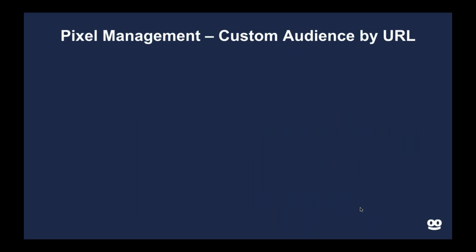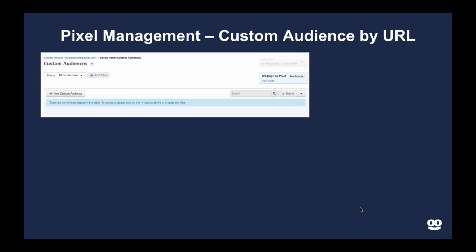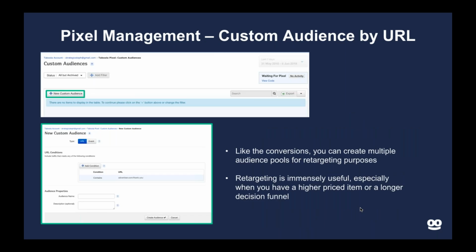Like the conversions, you can also define custom audiences by URL and by event type. Again, you will go to the new custom audience page found just below the Taboola pixel section of your dashboard. And again, define whether you want to track it by URL or by event.